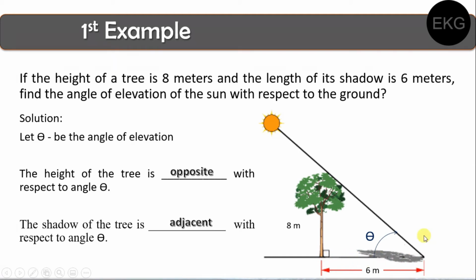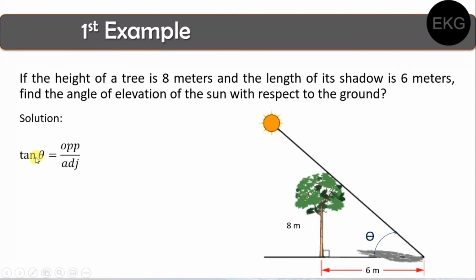Okay? Now that we have determined that yung 8 meters pala, itong side na to is opposite, at itong 6 meters pala is adjacent, we can now solve this angle theta. Okay? We have opposite and adjacent. So, ang gagamitin natin dito will be tangent. Tangent theta, opposite over adjacent. Now, tangent theta is equal to, yung opposite side is 8, adjacent side is 6.